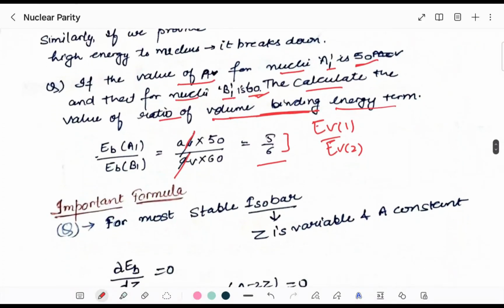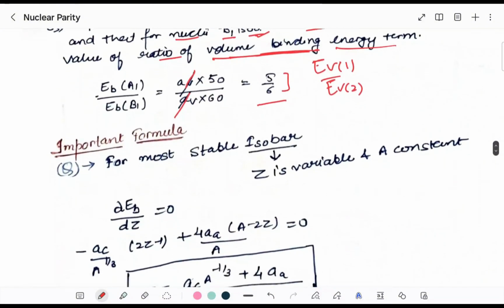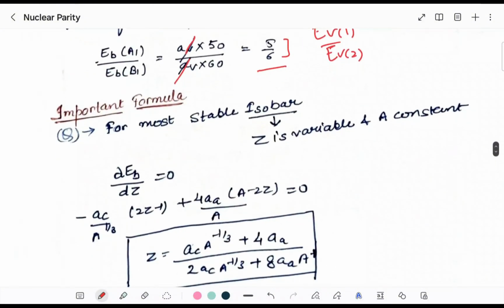Now let's move on to the important formula. In the NET exam and in many competitive exams, the examiner always asks about the most stable isobar. Now just recall, what are isobars? Isobars are those nuclei having Z variable and A constant. You can also remember this concept like a bar.